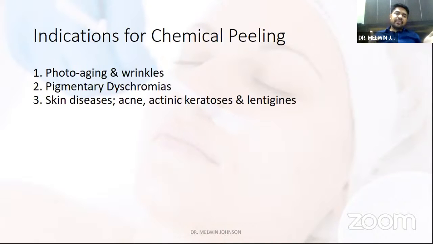For photoaging and wrinkles, pigmentary dyschromias, that is hyperpigmentation or any kind of pigmentation, or if you have a general skin tone and one part of your skin is slightly darker or lighter, you can go for peels.